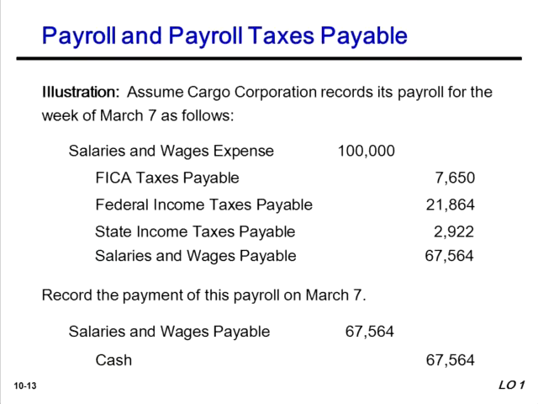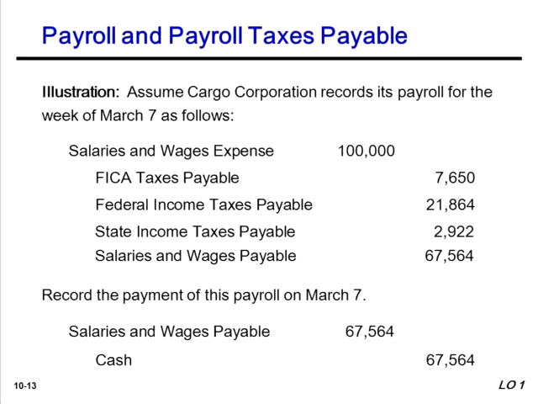All right, so assume Cargo Corporation records its payroll for the week of March 7th as follows. There's a debit to salaries and wages expense for $100,000. That is gross pay. A credit to FICA taxes payable of $7,650. A credit to federal income taxes payable of $21,864. A credit to state income taxes payable of $2,922. And a credit to salaries and wages payable of $67,564.